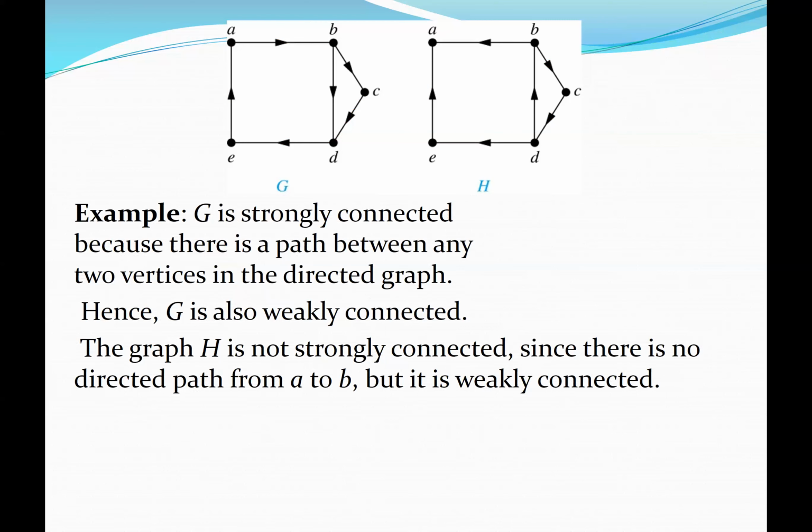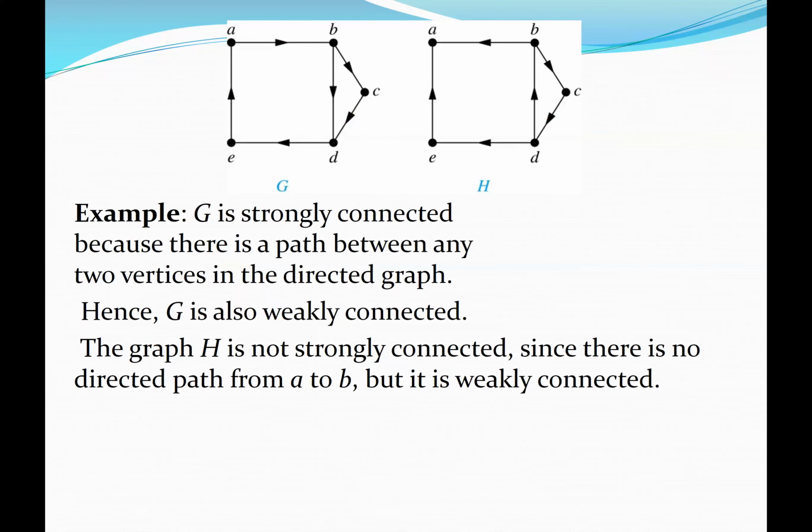And we said any strongly connected graph is also a weakly connected graph, which I mentioned before. So G is strongly connected, and H is not strongly connected, but it's weakly connected.